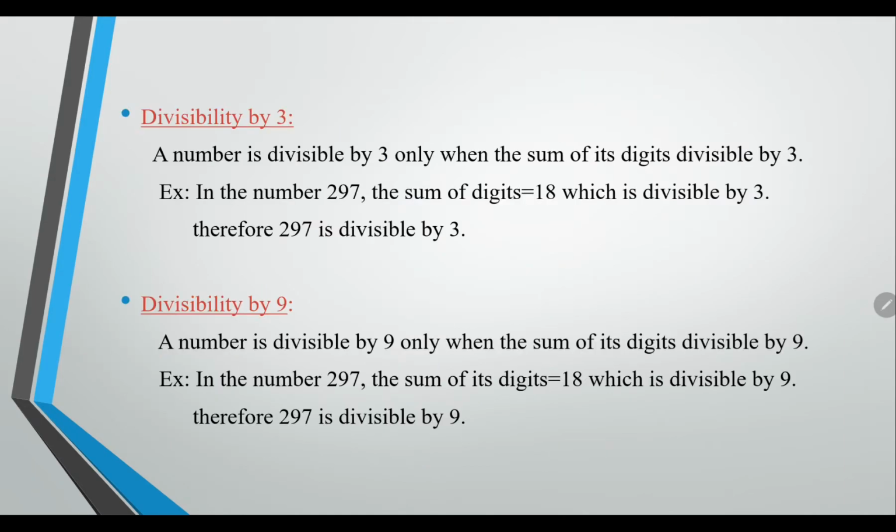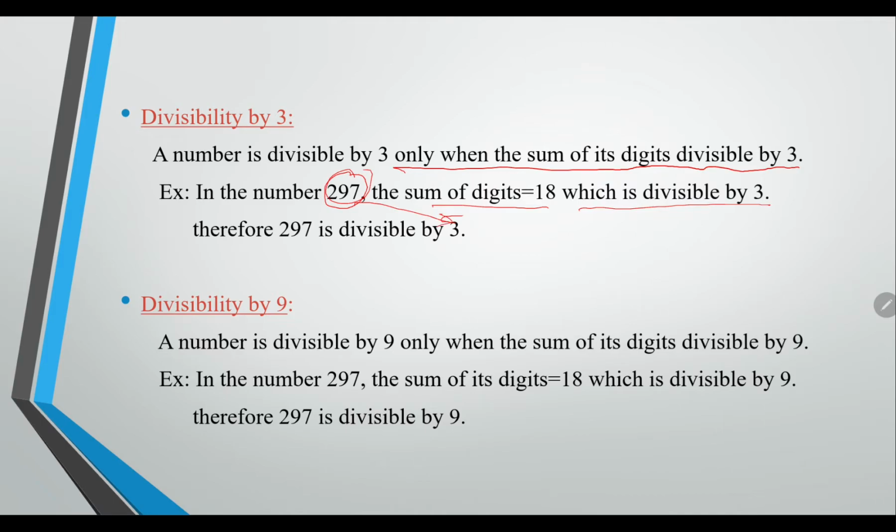Next, we go to the divisibility rule of 3. A number is divisible by 3 only when the sum of its digits is divisible by 3. For example, in the number 297, the sum of its digits, that is 2 plus 9 plus 7, is equal to 18, which is divisible by 3, then the whole number is divisible by 3 itself.